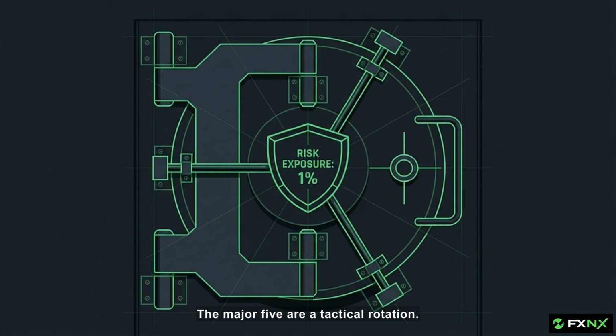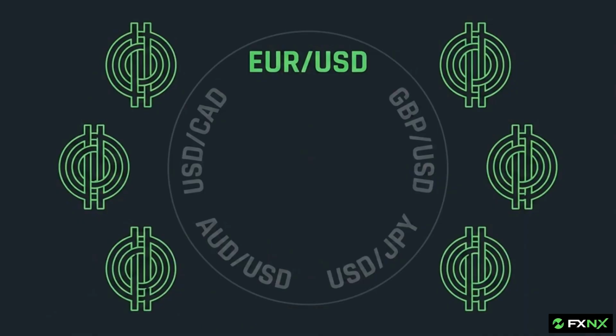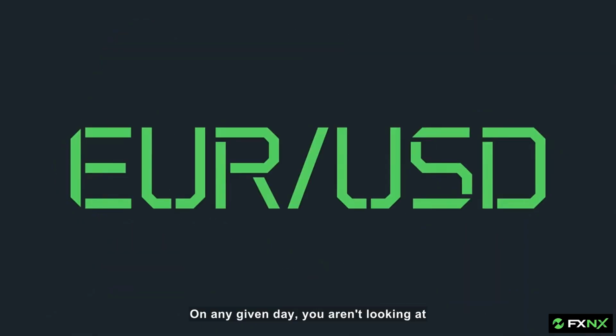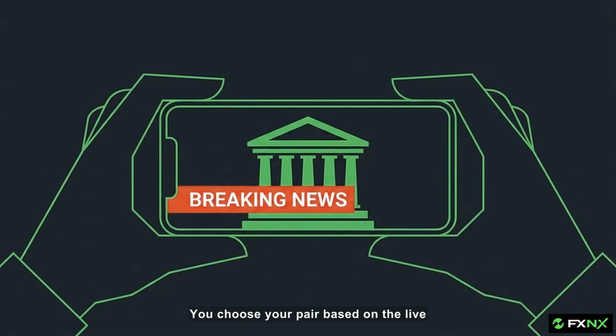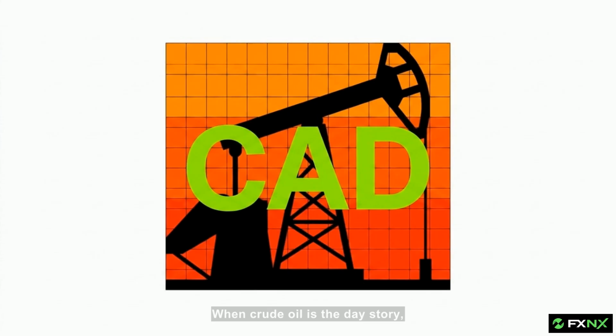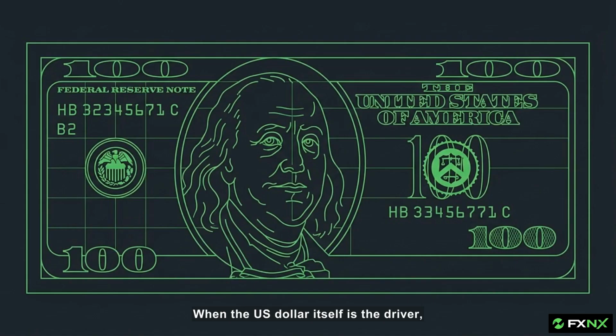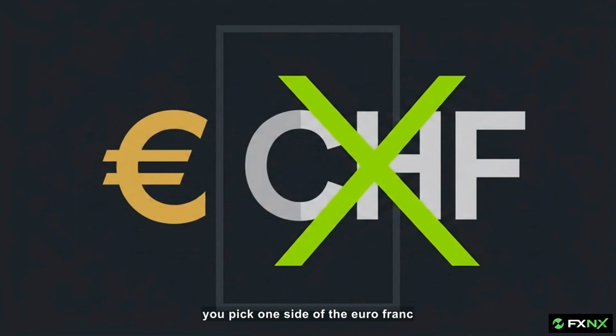The major 5 are a tactical rotation. On any given day, you aren't looking at all 5, you are hunting for the one pair where the chart and the news finally agree. You choose your pair based on the live catalyst. When crude oil is the day's story, the Canadian dollar earns your attention. When the US dollar itself is the driver, you pick one side of the euro-franc mirror, but never both.